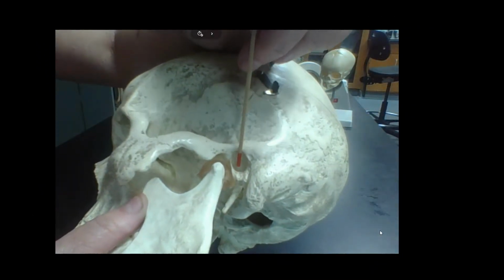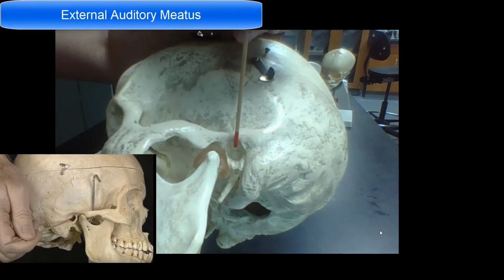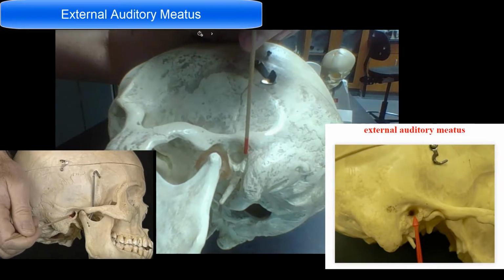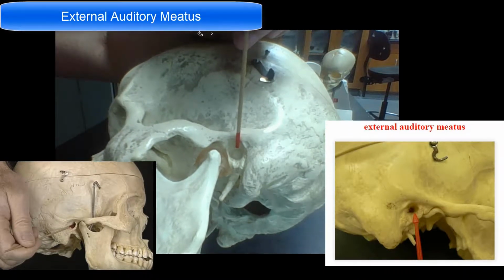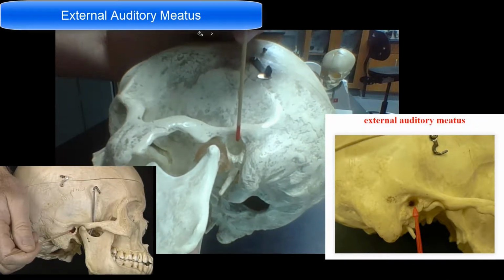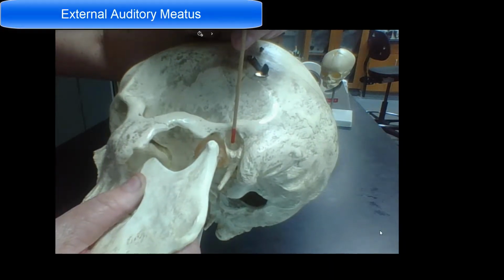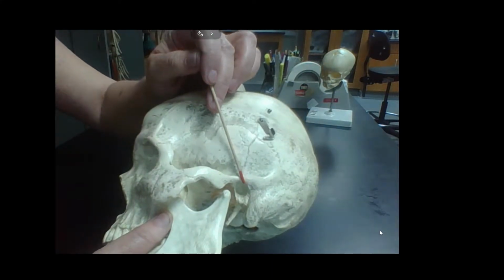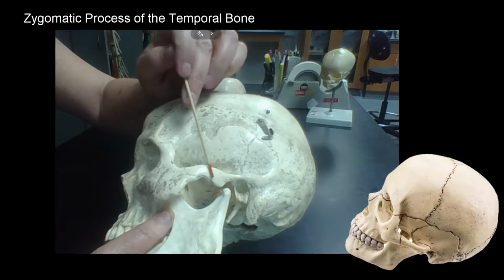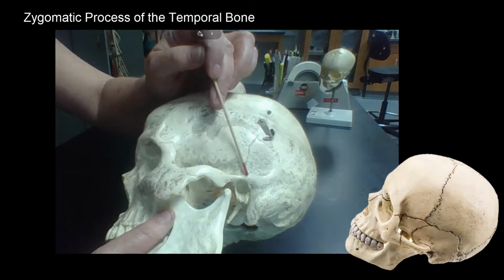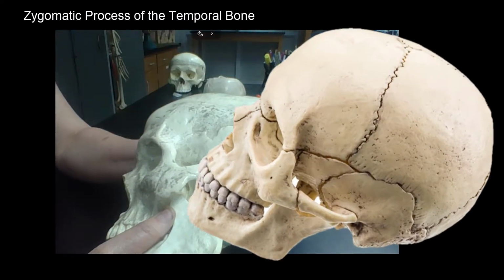Right here, this is the external auditory meatus, otherwise known as the acoustic canal or the external auditory canal. So this is also considered to be a structure of the temporal bone. So this portion here is still considered part of the temporal bone, and this is the zygomatic process of the temporal bone. So that is another structure of the temporal bone that you need to know.